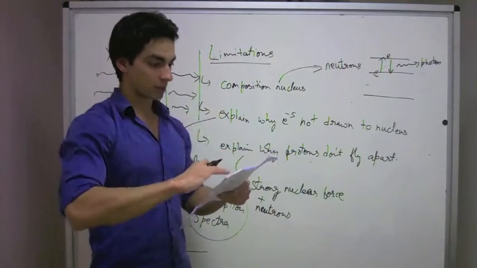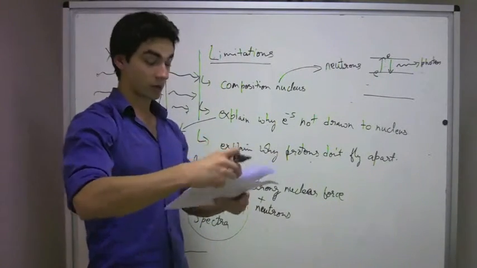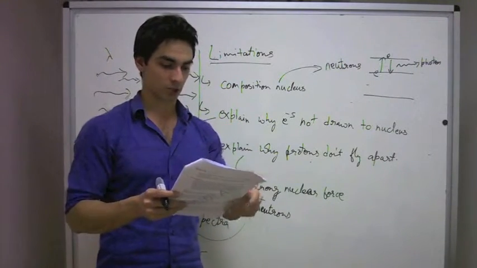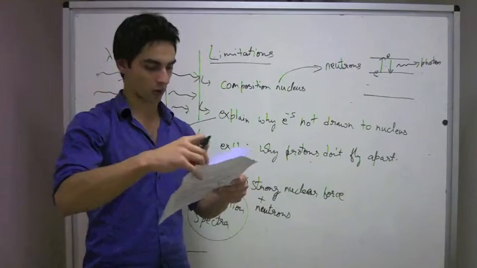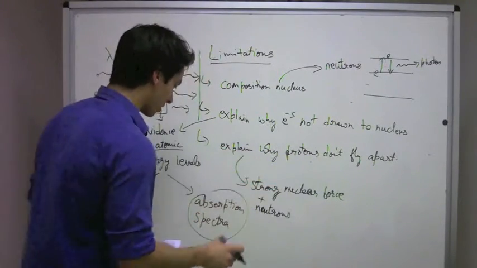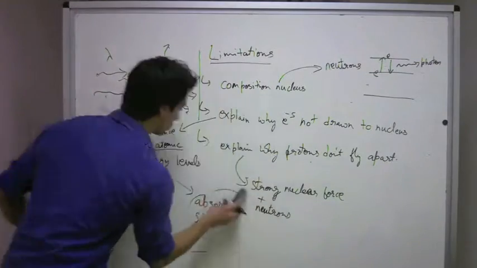Okay, so that completes part 1. Now we'll move on to part 2, which is nuclear structure. So this is the second part of 7.1. Now, for exam purposes, nuclear structure.